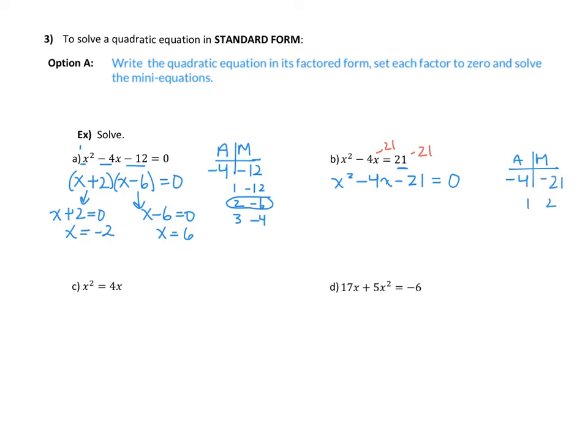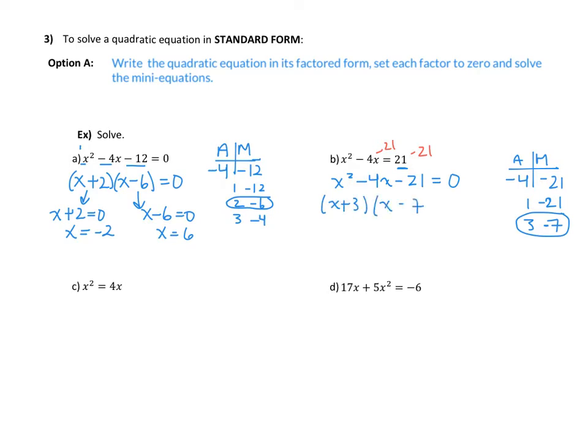So 1 times 21, 2 doesn't go in evenly, 3 and 7 multiply to 21, 4 doesn't go in evenly, nor does 5 or 6, and we're back to 7. So those are the only two integer combinations we have for that. Multiplying to a negative, they're opposite signs, and the bigger number is the negative because we're adding to the negative. And here's the combination right here. So my factors are x plus 3 and x minus 7.